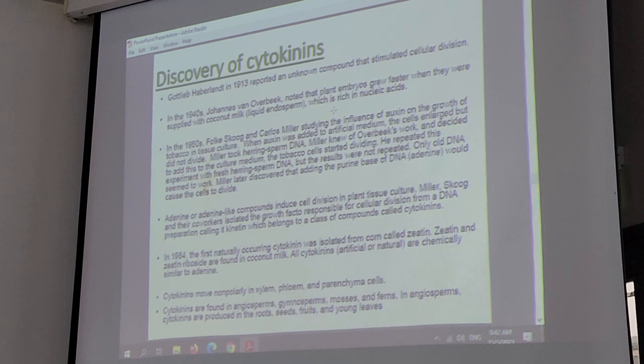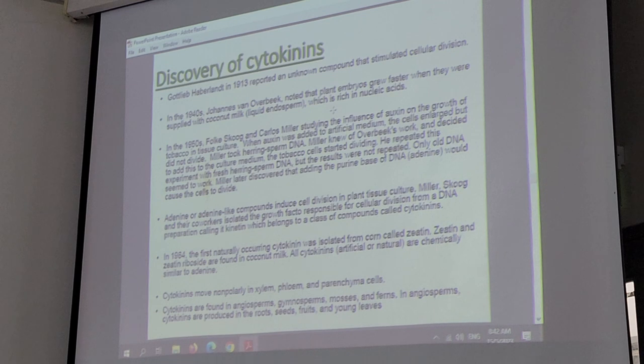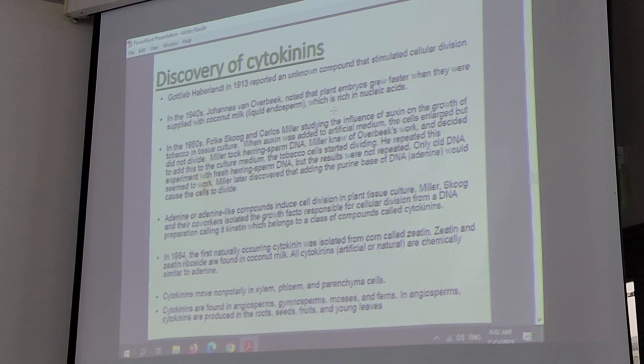So we use it for difficult to propagate plants, usually like orchid. You know, orchid? Why? Why does orchid need to use tissue culture?